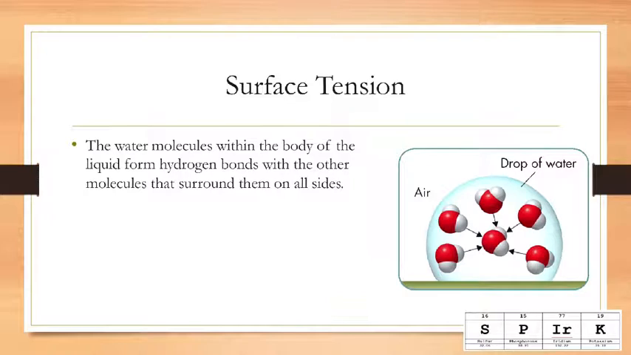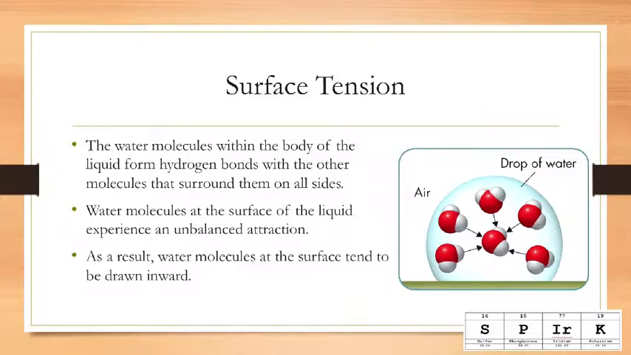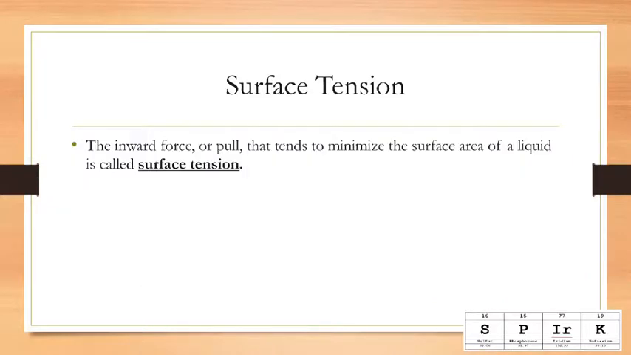So for surface tension, the water molecules within the body of the liquid form hydrogen bonds with the other molecules that surround them on all sides. Water molecules at the surface of the liquid experience an unbalanced attraction. As a result, the water molecules at the surface tend to be drawn inward. So basically that water molecule in the center is trying to pull on all of those, which pulls them into the spherical shape. The inward force or pull that tends to minimize the surface area of a liquid is called surface tension.